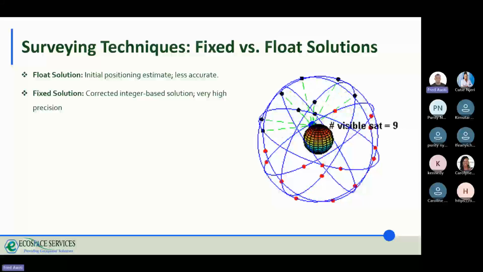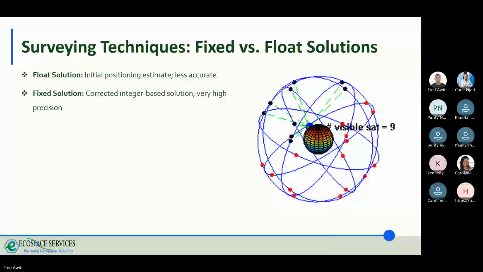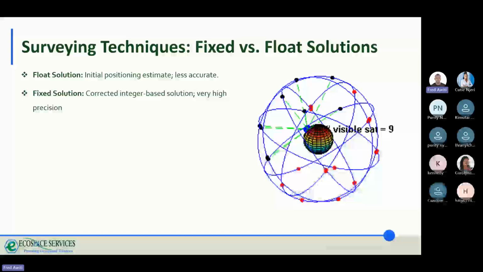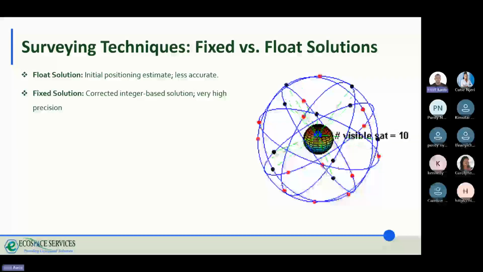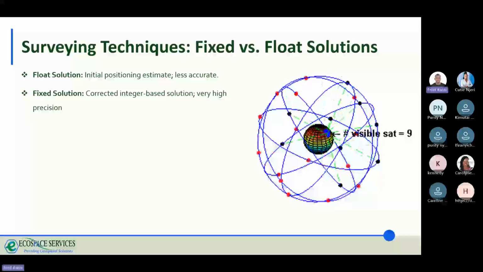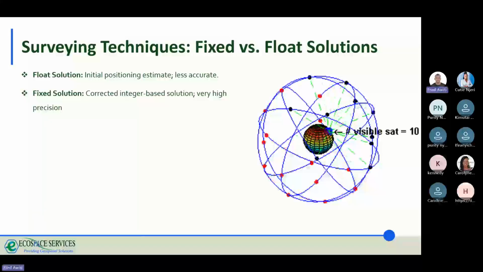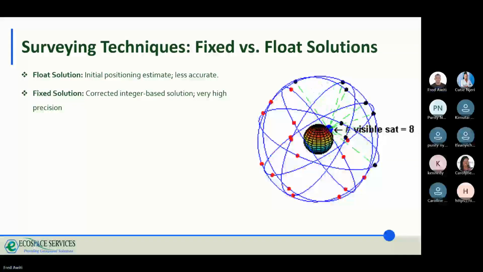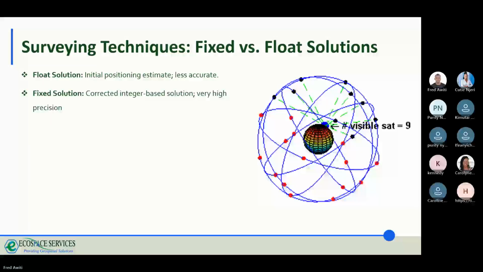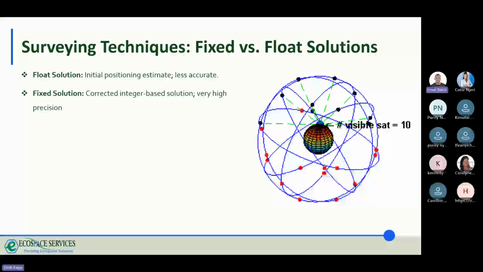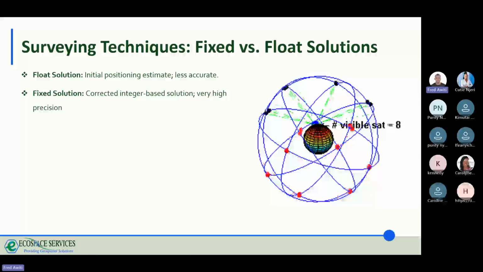So for you to be able to have a fixed solution, your base must be able to see at least 4 satellites. And you, as the roving person, must also be able to see at least 4 satellites. Those 4 satellites that the base is seeing, you must also be able to see them as the rover at the same second. If that doesn't happen, then you don't have a fixed solution.